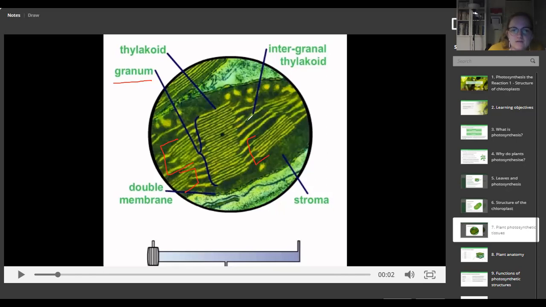Now these that we can see, I'm going to colour this one in red, that we can see joining them here and joining them there. They're those intergranal thylakoids. So they're the thylakoid membranes that are joining each of the grana together. I'm going to undo that so you can see that better again. We've got our double membrane here, which is labelled because we can see the two layers of the membrane. And then obviously the stroma, which is that amorphous jelly-like substance which contains enzymes.